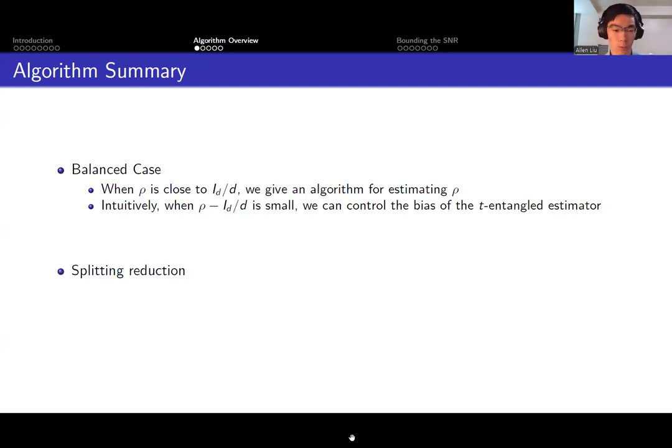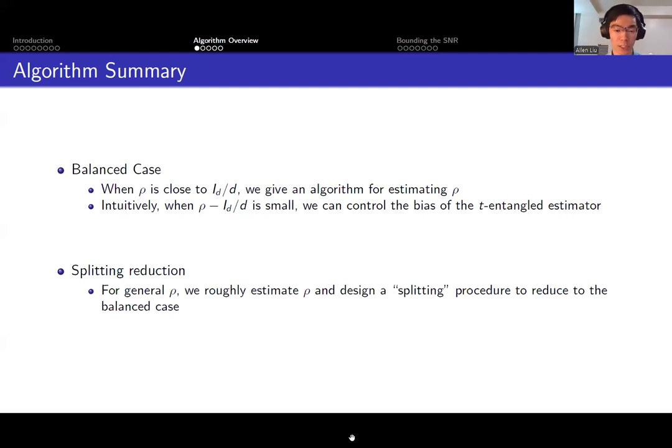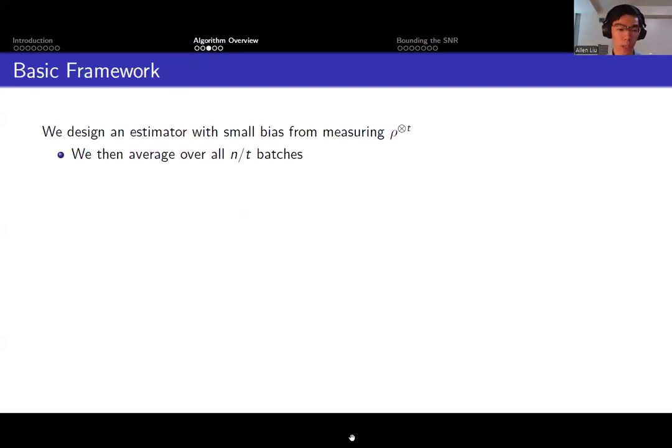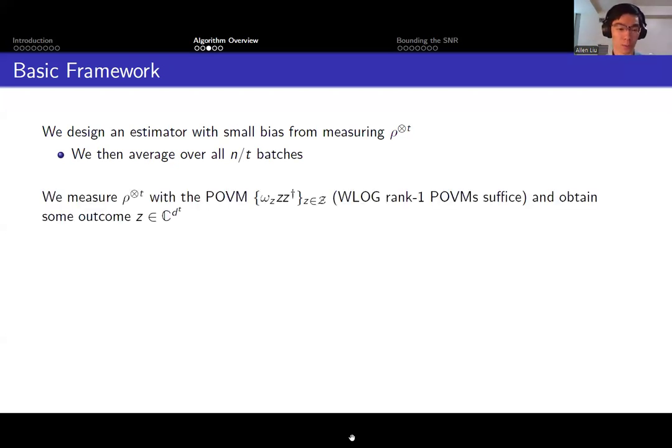So next, when rho is not necessarily close to maximally mixed, we'll design a splitting procedure to reduce to the balanced case. Let me first discuss the balanced case. In the balanced case, our basic framework will be as follows. We'll design an estimator with small bias from measuring rho tensor to the t, and then we'll average this estimator over all our batches.